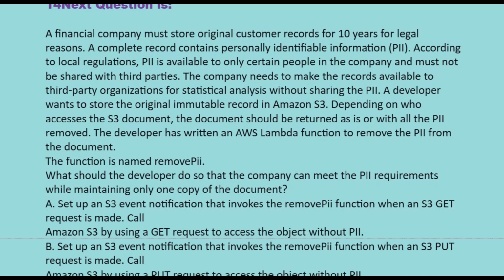A developer wants to store the original immutable record in Amazon S3. Depending on who accesses the S3 documents, the documents should be returned as is or with all the PII removed. The developer has written an AWS Lambda function to remove the PII from the document. The function is named remove PII. What should the developer do so that the company can meet the PII requirements while maintaining only one copy of the document?